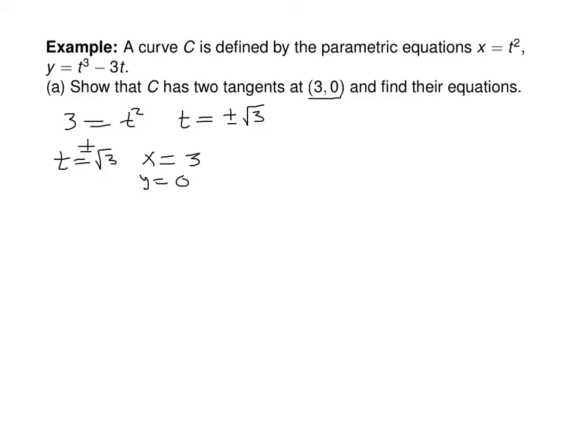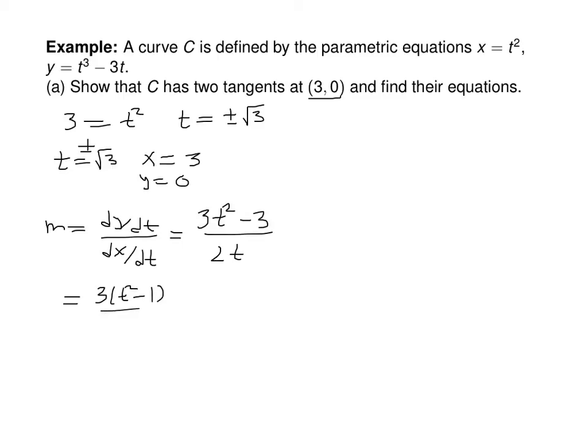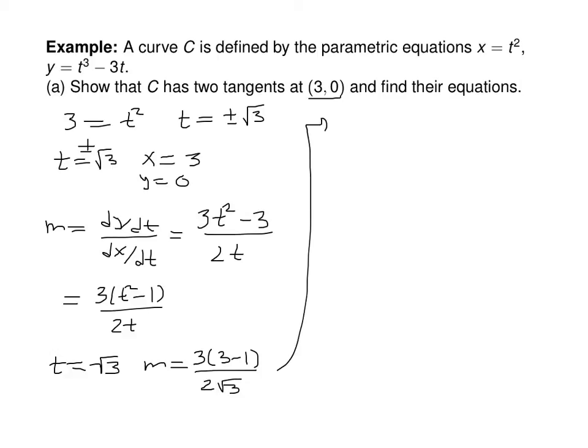All we need to do now, because we have their x and y coordinates, is find their slope. The slope of the tangent line is given by the derivative, which would be dy/dt over dx/dt. So dy/dt is 3t squared minus 3, and dx/dt is 2t. So we have 3 times t squared minus 1 over 2t. If we plug in t equals positive root 3, the slope is 3 times 3 minus 1 over 2 root 3. So that's a slope of 6 over 2 root 3. If we rationalize that denominator, we end up with 6 root 3 over 6, or root 3.